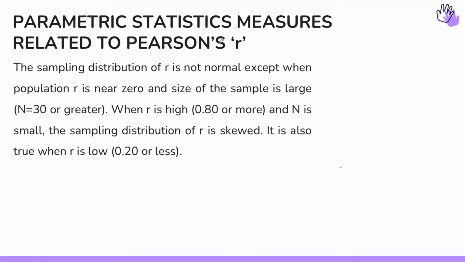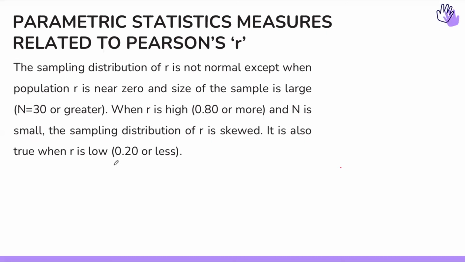In parametric statistics, consider measures related to Pearson's r. If you want a sound method for making inferences regarding Pearson's r, especially when its magnitude is very high or very low, then you can convert r into Fisher's Z coefficient using a conversion table provided in any standard statistics book. Then you can find the standard error of Z.